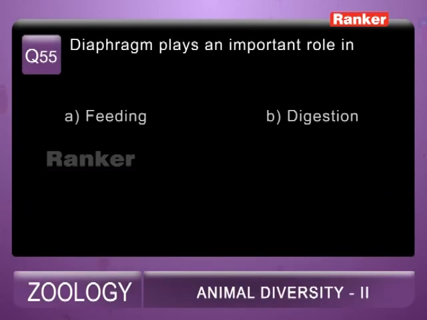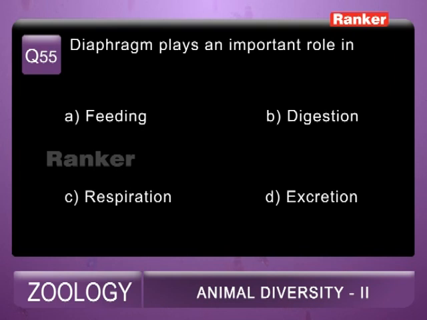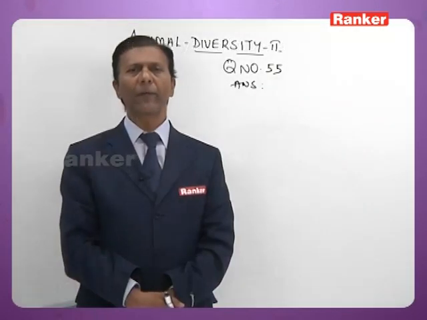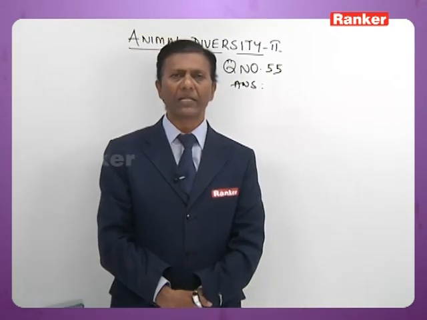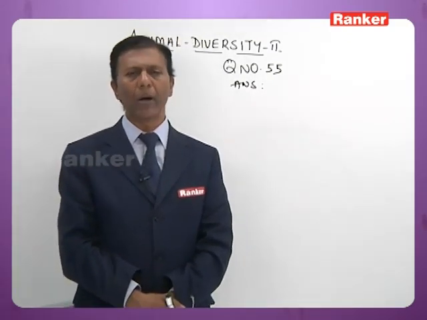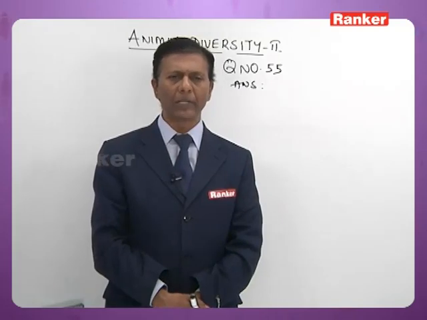Now 55th question here now. Diaphragm plays an important role in A. feeding, B. digestion, C. respiration, D. excretion. Diaphragm is made up of muscles called phrenic muscles or radial muscles. Those muscles bring about respiration in mammals.